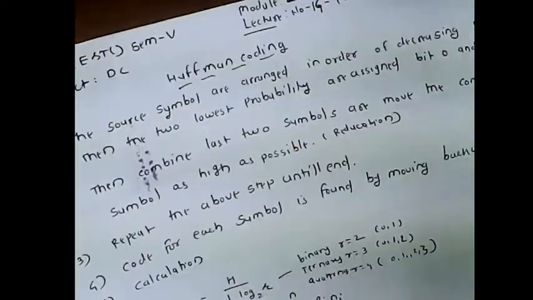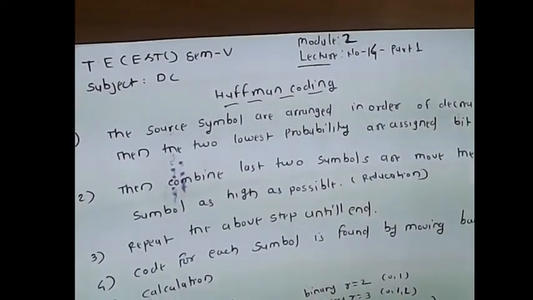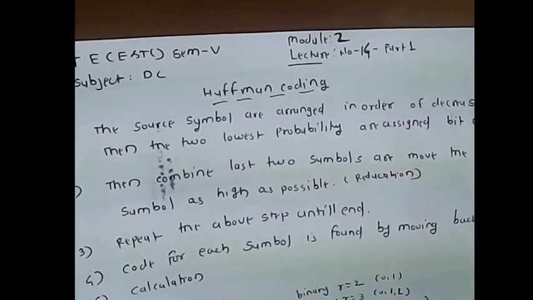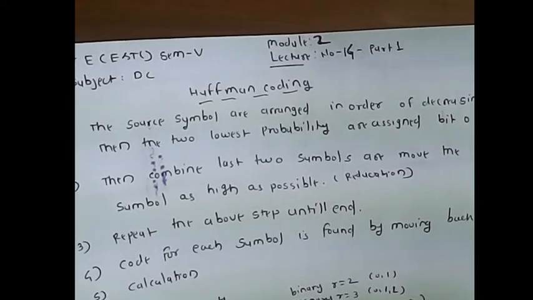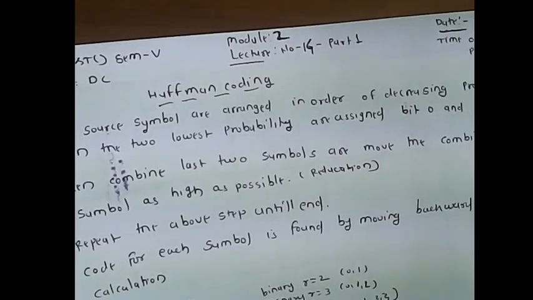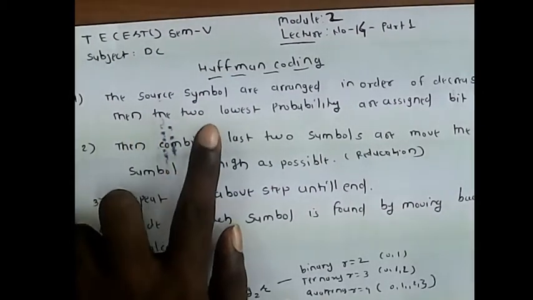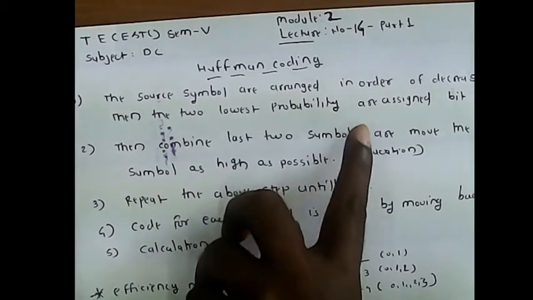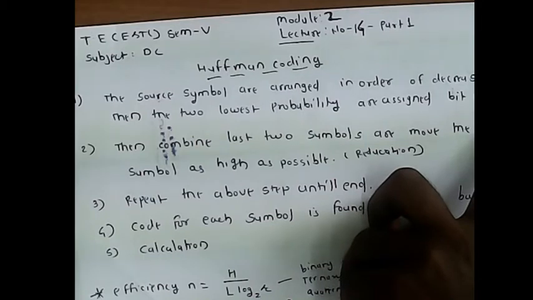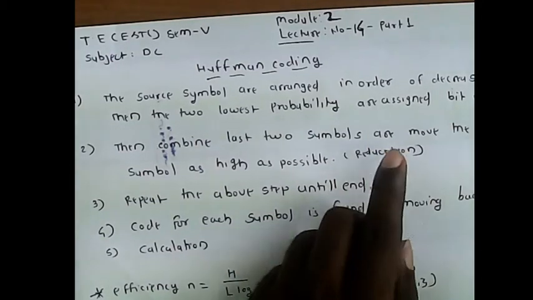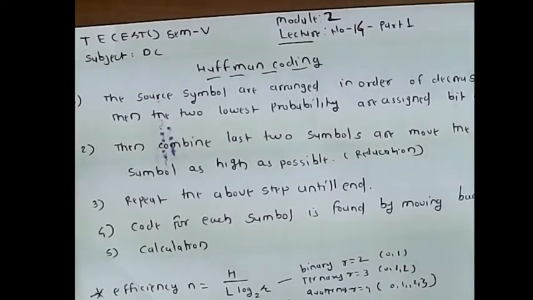So what are the steps to be followed to convert statistical symbols into binary representation? First step, the source symbols are arranged in decreasing order of probability. Then the two lowest probabilities are assigned bits 0 and 1. So we assign the bits 0 and 1 to the two lowest probabilities. First step, the given source symbol probabilities are arranged in decreasing order.